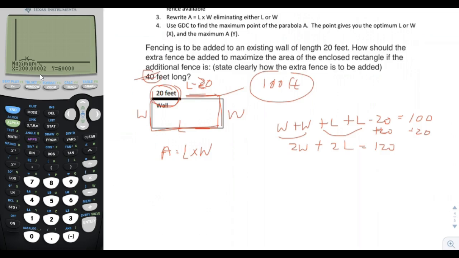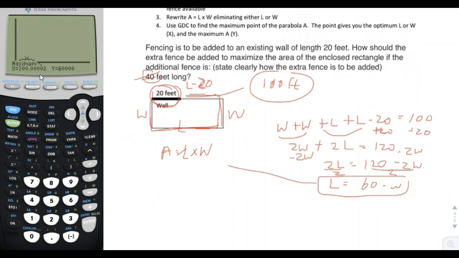Okay. And then we want to get rid of the W. Let's just, to vary things, get rid of the L this time. So we're going to solve for L, instead of solving for W, because I just want to show that you can do it either way, it doesn't matter. So subtract 2W here, subtract 2W here. We end up with 2L equals 120 minus 2W. Then, if you divide both sides by 2, you're going to end up with L equals 60 minus W.